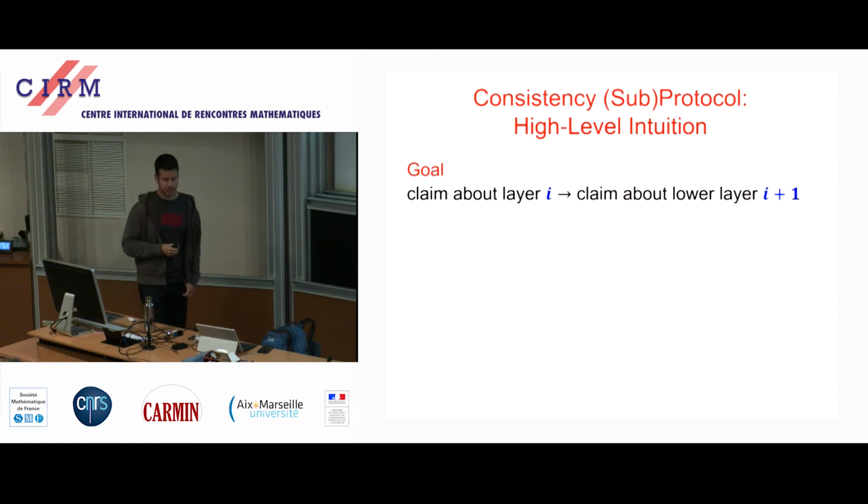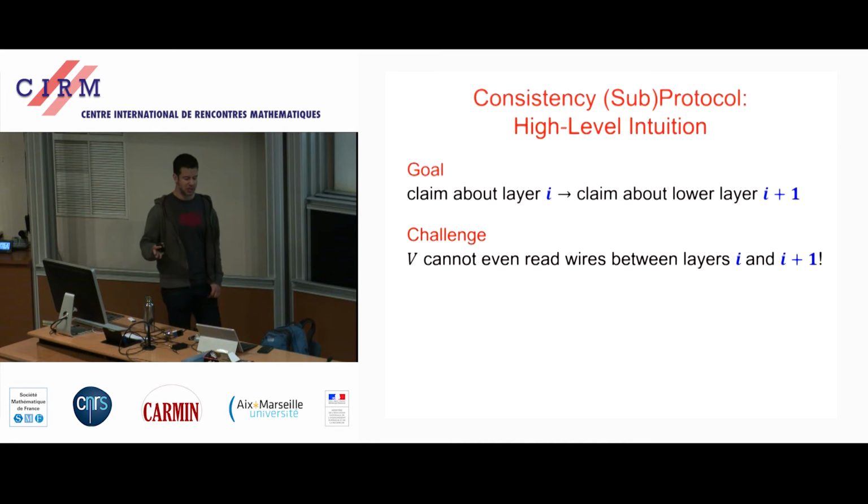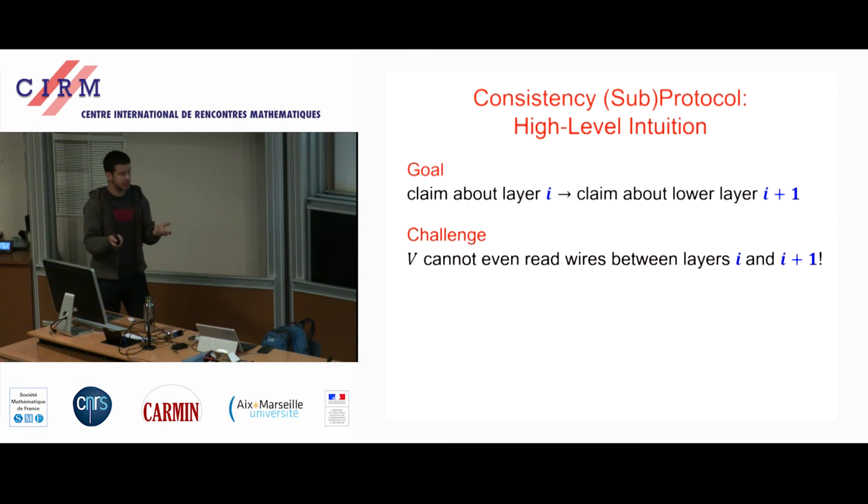Okay, so I won't go into the gory details of this protocol. I just want to tell you a little bit about what the challenges are, and how it's related to the Subcheck that I told you about. So again, the goal is to go from a claim about layer I to a claim about layer I plus 1. And notice that you might object immediately and say, well, how are layers I and I plus 1 connected? What's the relationship? I mean, there's all these wires. How can the verifier verify anything without actually knowing the relationship between the layers of the circuit and reading all of these wires? I mean, this relationship is underspecified at the moment.